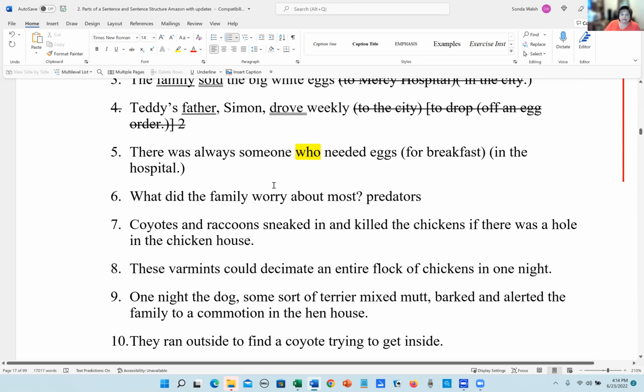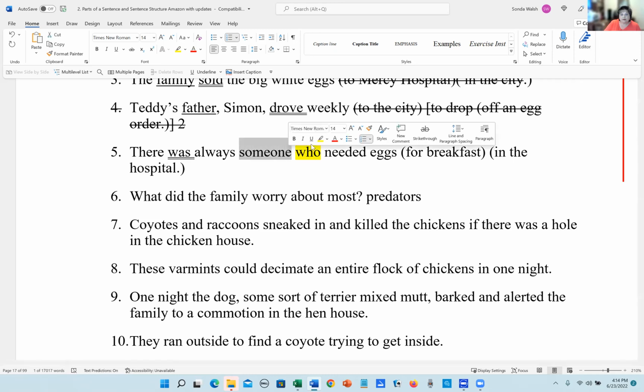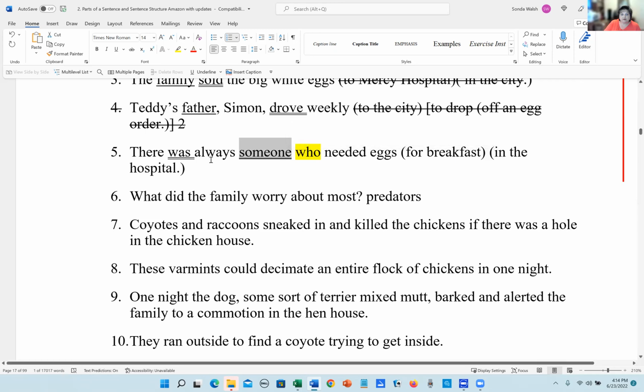Okay, now I want to find what is my verb. Was is always a linking or helping verb, but it's a linking verb here. So now I say who was, what was. Well, here we have there was, but I know when I see the word there, my subject is going to come to the right of the verb. So who was there? And the answer to that is someone. Someone was there. Okay. Then we have who, and then we have needed.